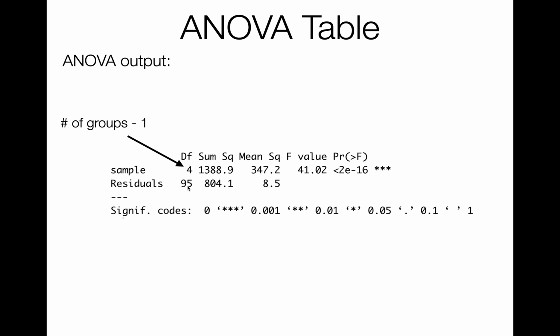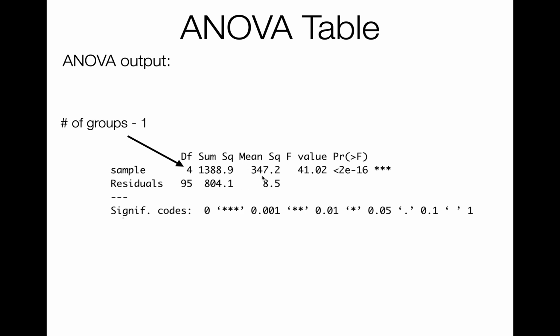Down here, 95 is the total sample size minus the number of groups, which is the second degrees of freedom thing here. 95: there were 100 samples, 100 points, 5 groups. So 100 minus 5, 95. The sum of squares we don't need to worry about. These mean square numbers are actually the sum of squares, this number, divided by the degrees of freedom. So this number here is actually this number divided by this number. And this value here is this divided by this.